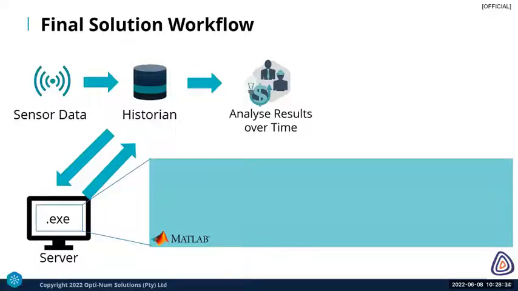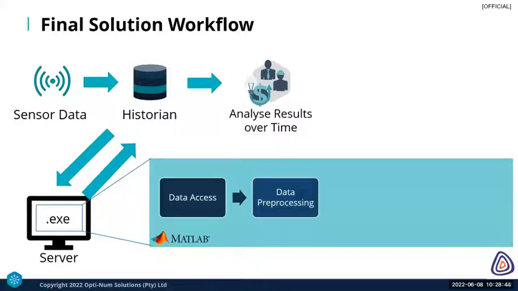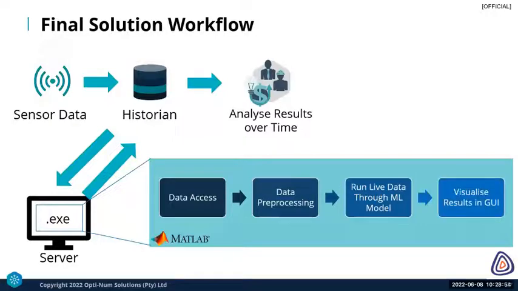What that specific workflow entailed, and this is what we'll be talking about in this session, and Clyde's mentioned a couple of these: data access was the first step, accessing the data from the historian, then pre-processing that data into something that we can actually use and feed into our machine learning model. Then we would run the live data through that machine learning model and finally visualize the results in the GUI, that's graphical user interface. At the same time, we write those results back to the historian so they can be analyzed over time. So that goes back to data access. Okay.